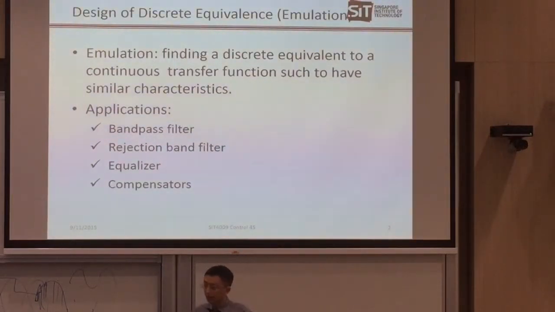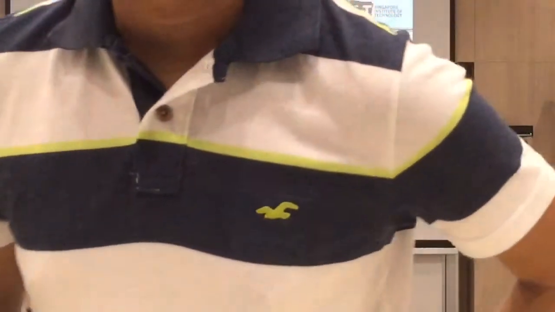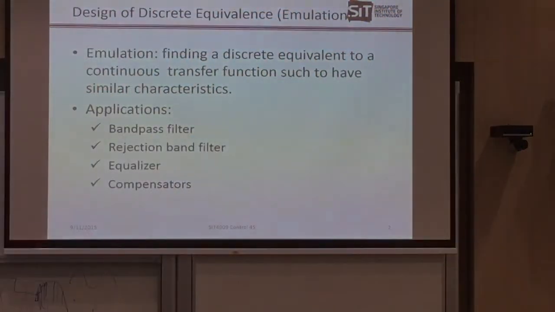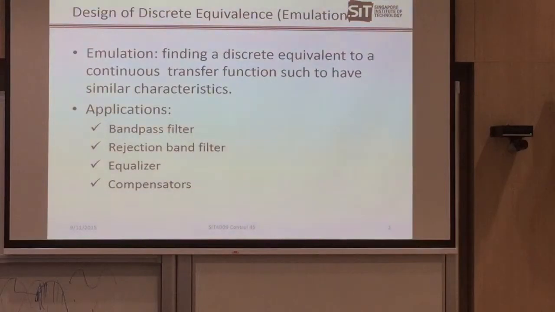And actually, the mathematics part in digital control is easier than continuous control. Why? The reason is very simple. Because in the continuous domain, you have continuous numbers. You have integration, you have differentiation. But in the digital domain, instead of differential equations, what we have are difference equations.